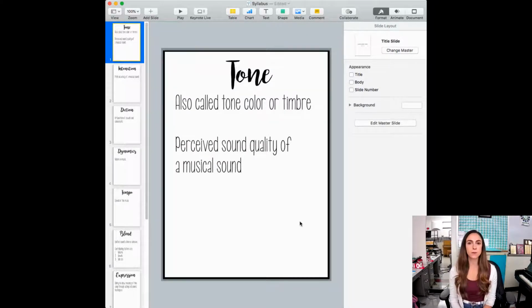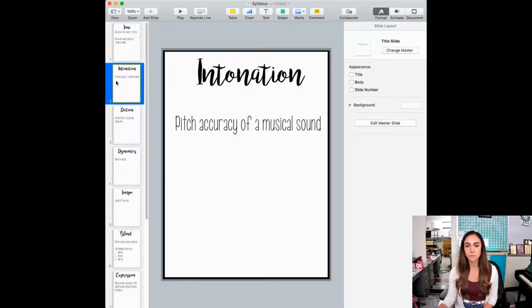Some musicians refer to this as tone color or timbre, which kind of looks like "timbre" when it's printed on the page, but it's pronounced timbre. The timbre or the tone color of someone's sound is just the perceived sound quality of that sound. So it's the way that you can tell the difference between one person's voice and another person's voice. It's just the way that someone sounds, basically, is their tone.